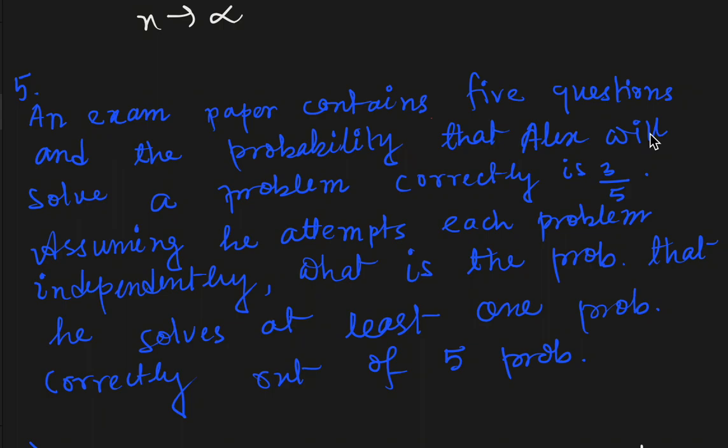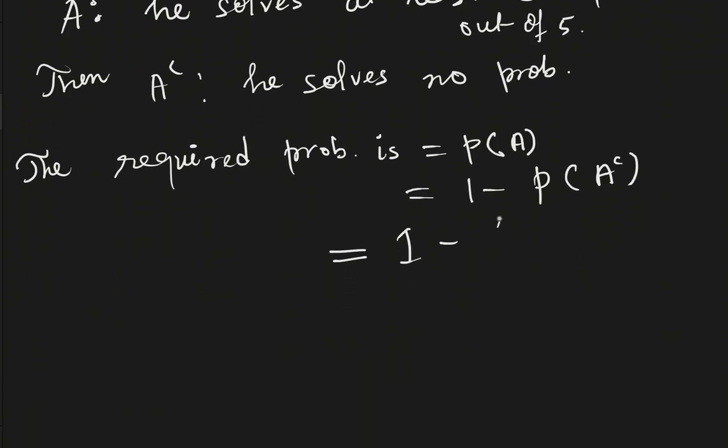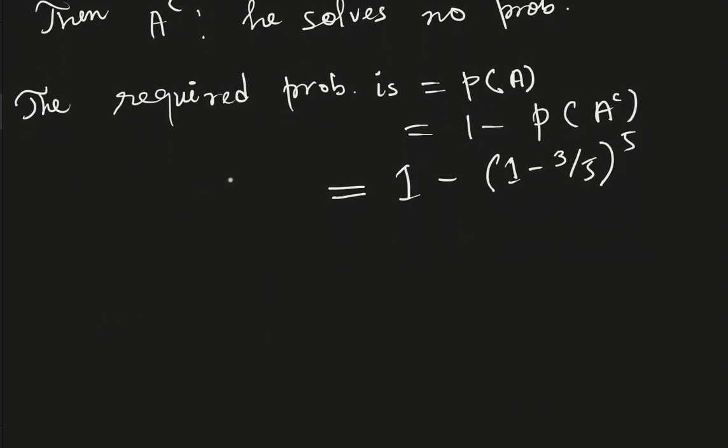Since the solving of each single question is independent of the others, it is nothing but 1 minus 3/5 to the power 5, because from independence we know that the probability of the intersection of all independent events is the multiplication. So here Alex cannot solve correctly all 5 questions simultaneously. That's why 1 minus (3/5) to the power 5.